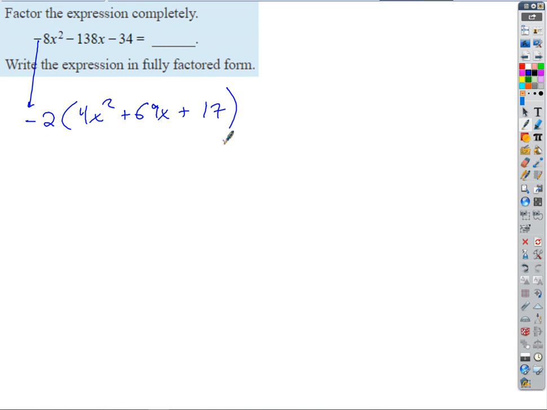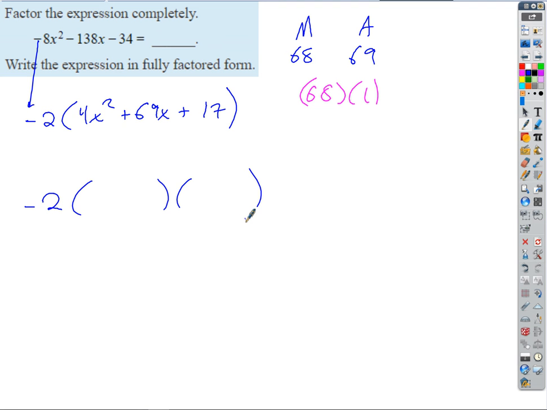Okay. So we have to get numbers this time that multiply to 68 and add to 69. What numbers are going to do that? 68 and 1. So we get negative 2 times x.